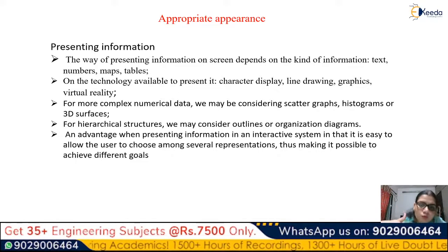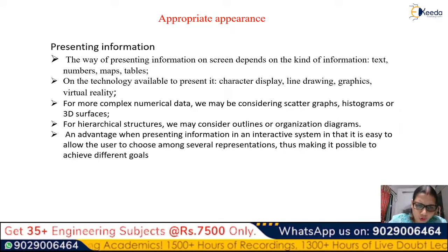Mostly, the way of presenting information on screen depends on the kind of information. That means your text, numbers, maps, tables, research results, conclusions, and so on. Then it depends on whatever technology is available to present it, like character display, line display, graphics, virtual reality, then statistics, and so on. Technology means a tool is available to present and show it.